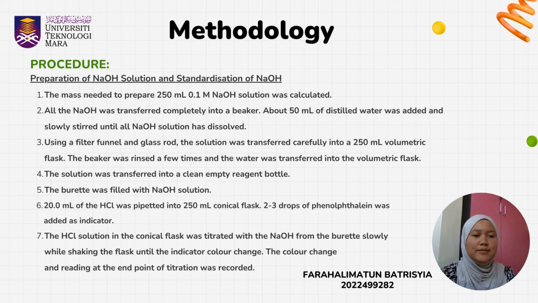The beaker was rinsed a few times and the water was transferred into the volumetric flask. And the fourth step is the solution was transferred into a clean empty reagent bottle. And the fifth step is the burette was filled with sodium hydroxide solution. Next, 20 ml of the hydrochloric acid was pipetted into a 250 ml conical flask. 2 to 3 drops of phenolphthalein was added as indicator.